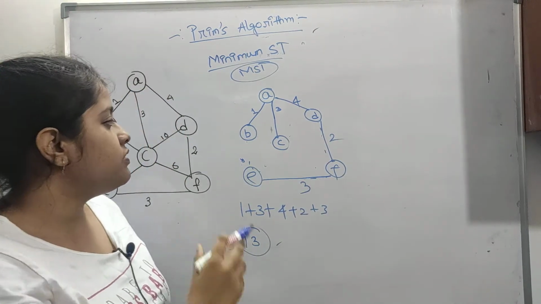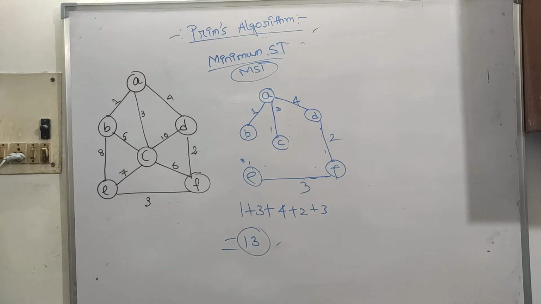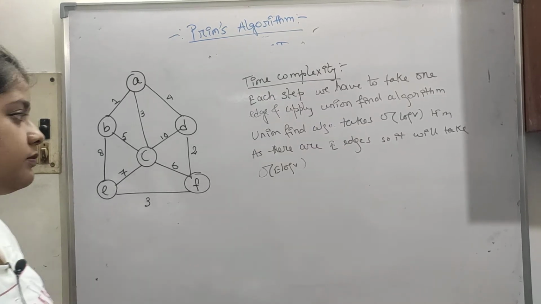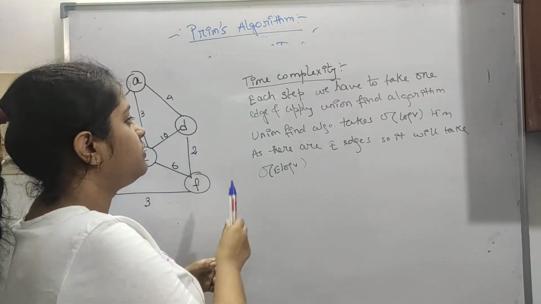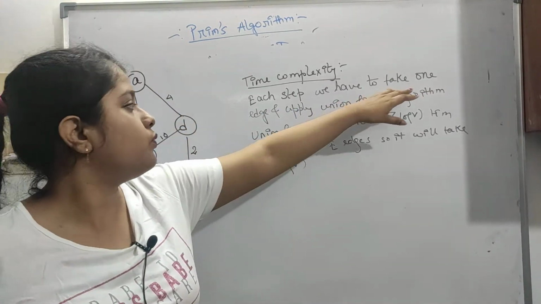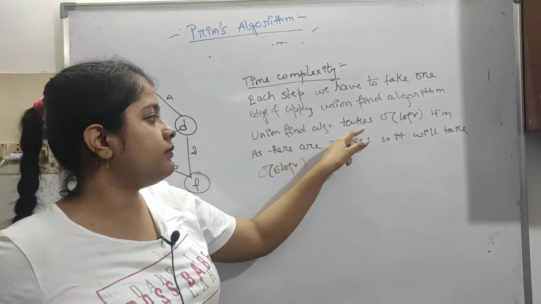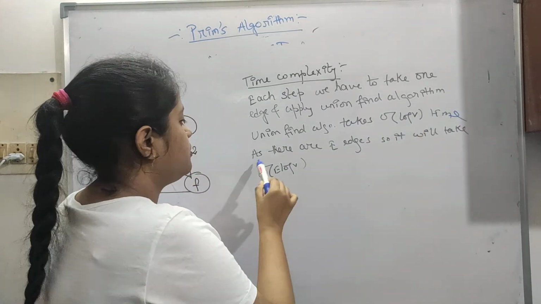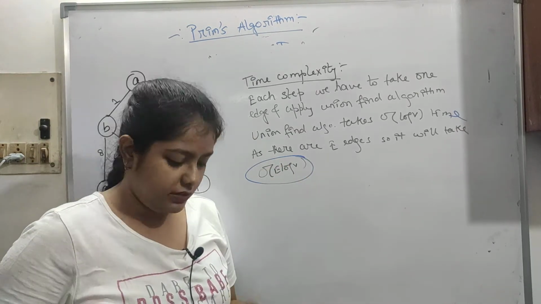Okay, now we will see time complexity. So I think the union find algorithm is not in the syllabus, so when I did this, I did it like this. So for time complexity, in each step we have to take one edge and apply the union find algorithm. The union find algorithm takes order of log v time. Okay, so as there are E edges, it will take order of E log v. So union find, I think it's not present.